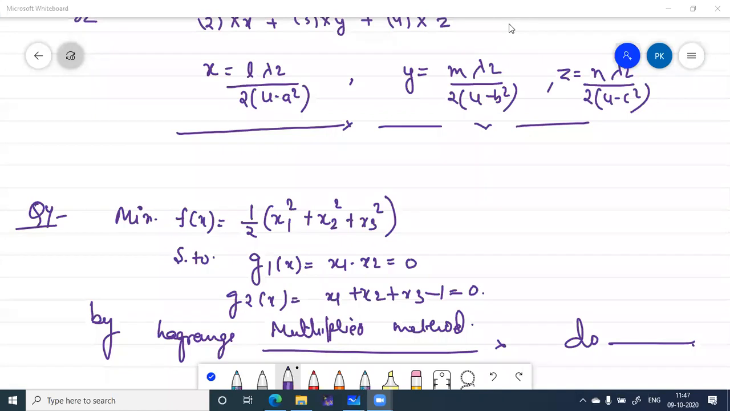Anyways. Okay, so in the next class we will study the KKT conditions. Till then, complete these problems that I have written. Try to solve the problems. Okay.